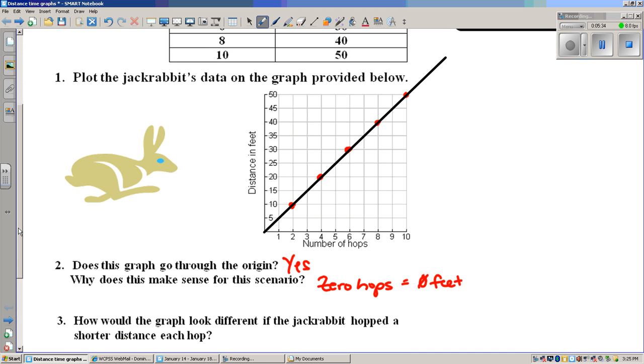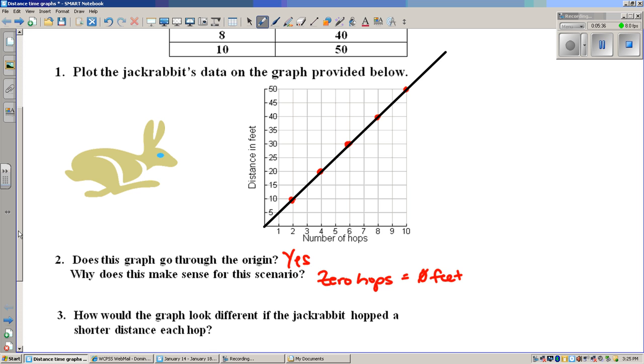All right, question number 3 says, how would the graph look different if the jackrabbit hopped a shorter distance each hop? Well, let's see. Here at 1 hop, he's covered 5 feet. At 2 hops, 10, so on and so forth. So let's say that at 1 hop, he has only covered 2.5 feet. So I'll put a point here, which means that if he's going at a constant rate, at 2 hops, he would cover how many feet? 5? Sure.